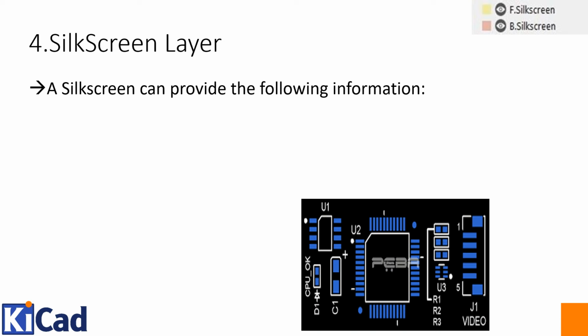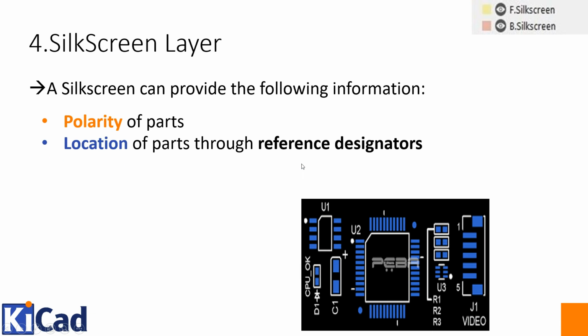A silk screen can provide the following information. It can tell you the polarity of the parts. Like over here you can see that it is the C1 capacitor with the reference designator C1 and has a plus sign on this side. The next thing is the location of the part through the reference designator. Like over here you can see this is U1. The U1 IC will be soldered or stuffed over here.